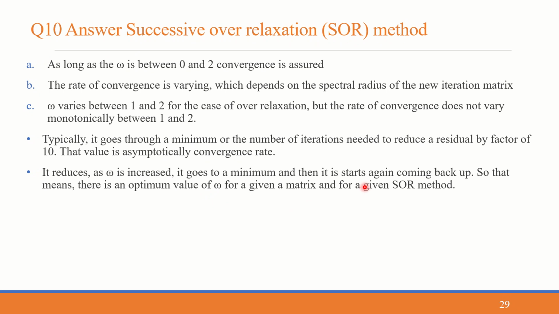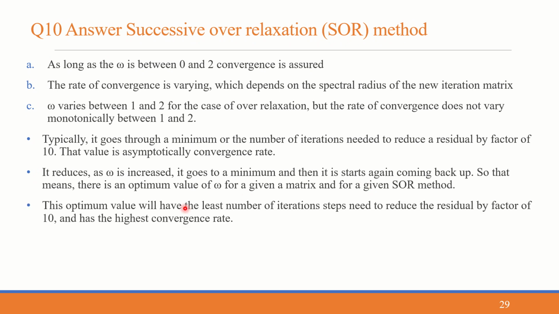If we find the optimum value, we will have a convergence rate faster than Gauss-Seidel, but it is not twice as fast as Gauss-Seidel. So that is false. So that is for question 10. This optimum value will have the least number of iteration steps needed to reduce the residual by a factor of 10 and has the highest convergence rate.